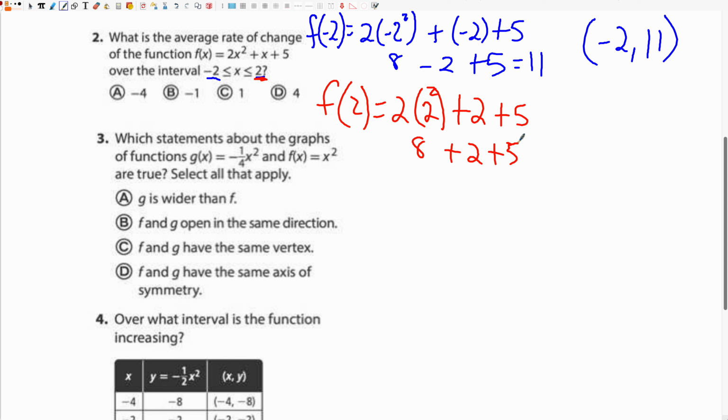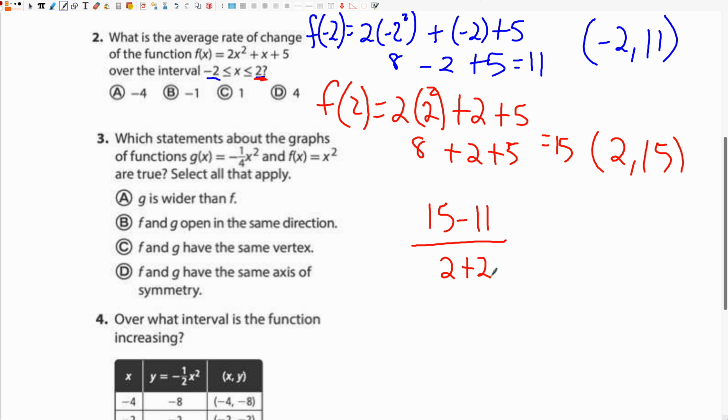Eight plus 2 plus 5 is 15. So that equals 15. So my ordered pair is 2, comma, 15. Now how do we find slope? Y2 minus Y1 over X2 minus X1. Y2 minus Y1: 15 minus 11 over 2 minus 2 plus 2.